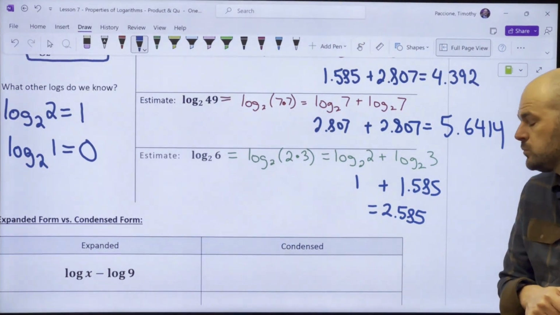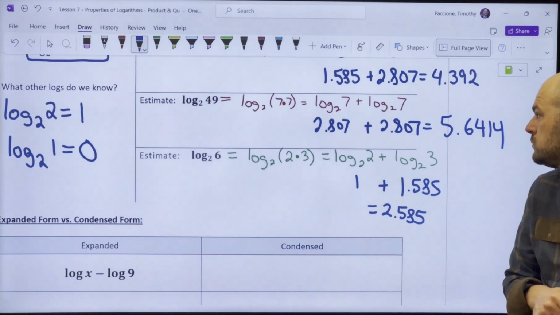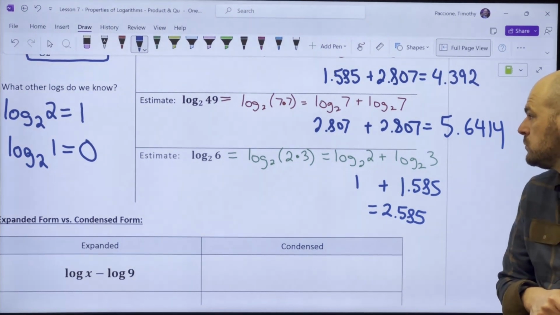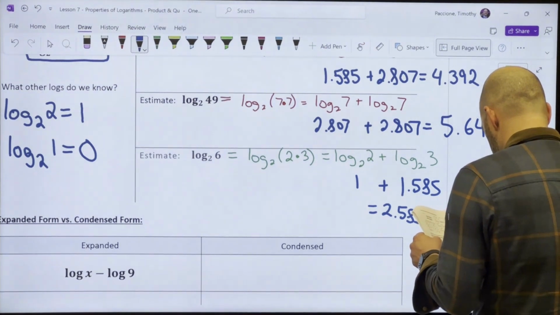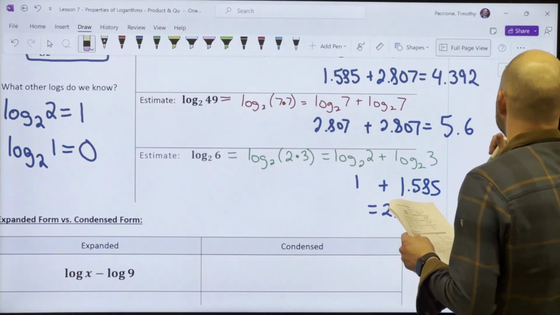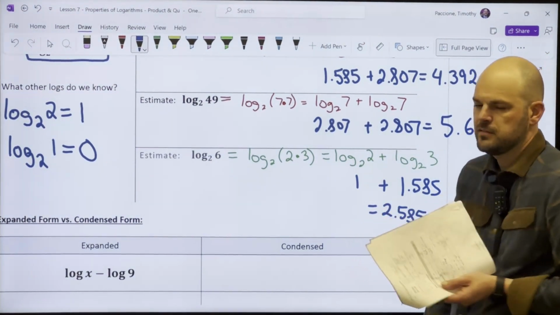I'm missing something on the 49 ones. They're not serving me as get 4 decimal places. Oh, did I write that wrong? Yes. It's been a long day.